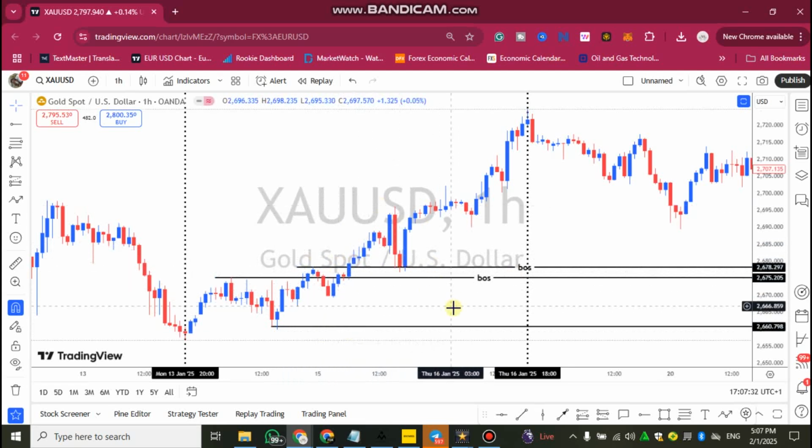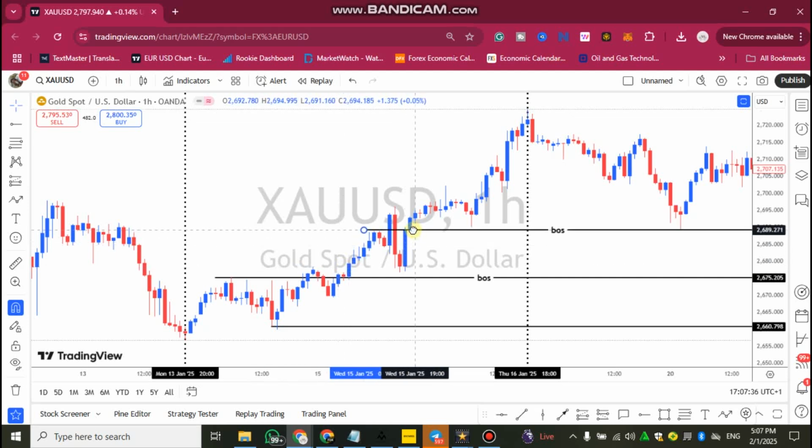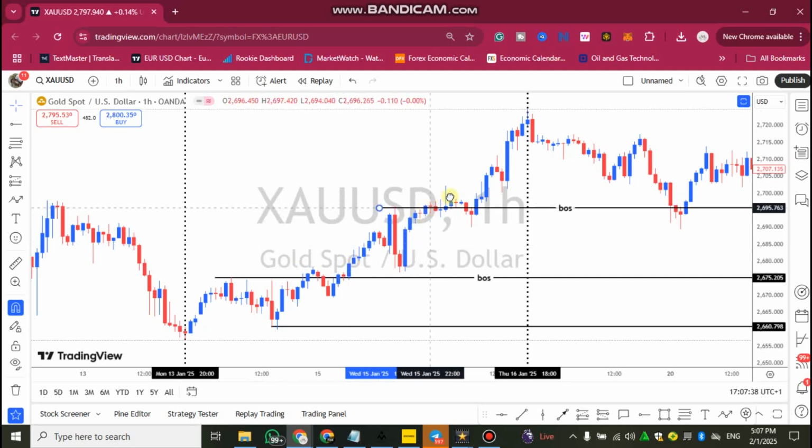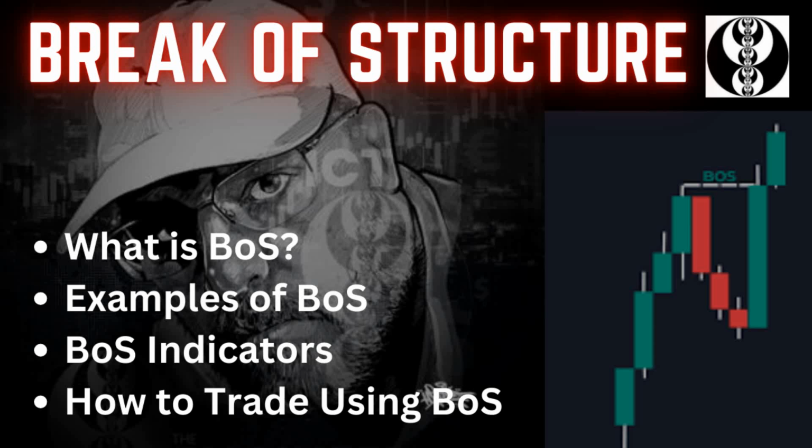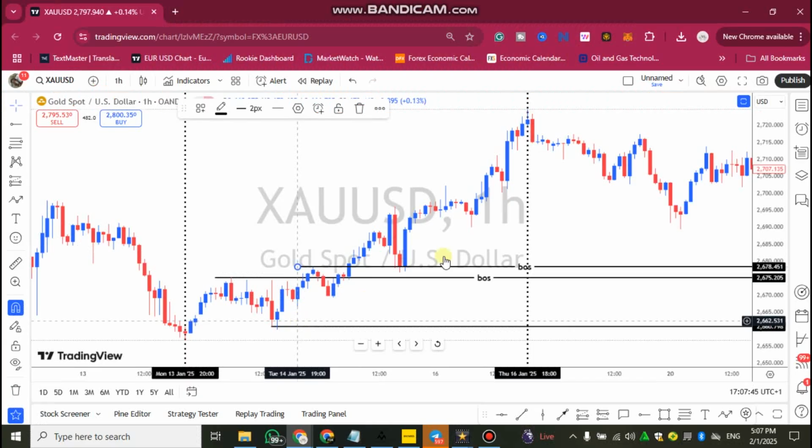Now how do I use this to trade? Because I can keep putting this BOS like this, like this, like this, but now how do we use that to trade? Now the first thing is that as a trader, you have to identify the trend.